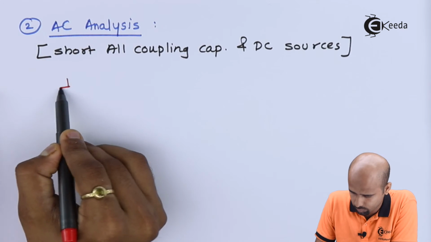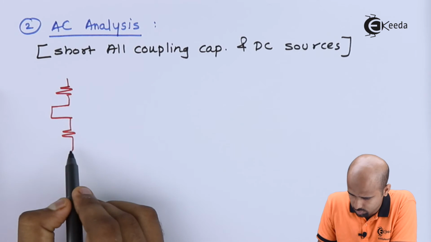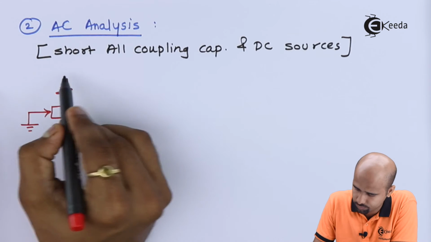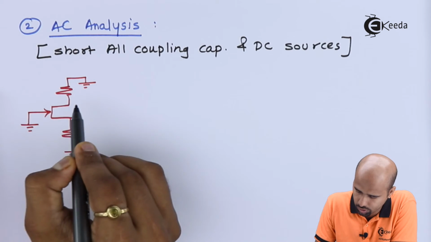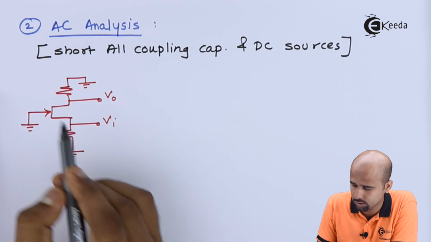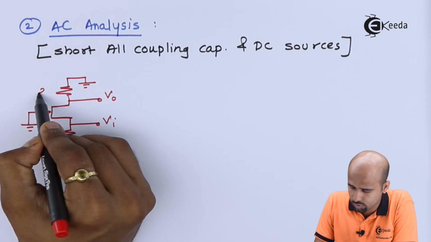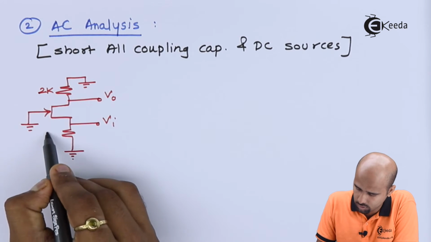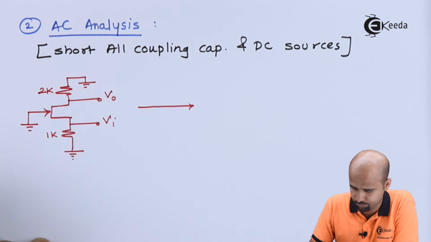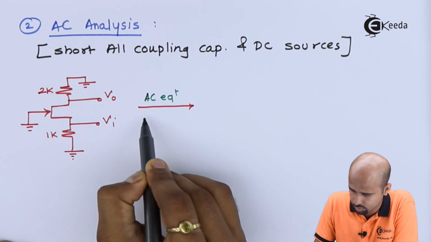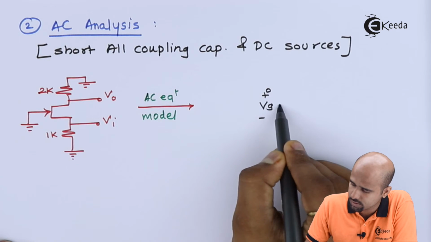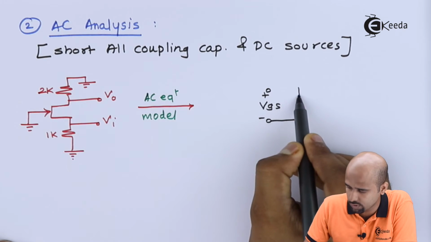Circuit will become like this: this will be grounded, this is also grounded, this terminal also grounded. Here we'll be getting the output, here we'll apply the input. This is of 2K, this is of 1K. We will try to form the AC equivalent model. First of all, JFET is giving plus minus VGS open circuit because IG is equal to 0.